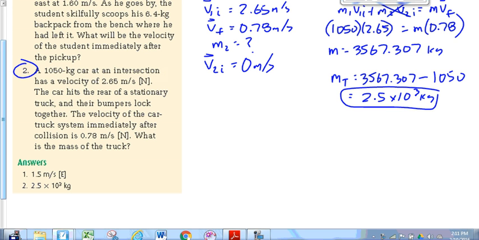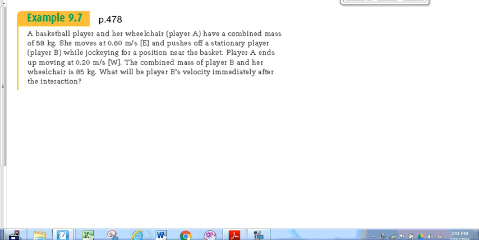All right. Let's do another example then, okay? Page 478 this time. It says, a basketball player in a wheelchair, player A, has a combined mass of 58 kilograms. She moves at 0.6 meters per second to the east, pushes off a stationary player, player B, while jockeying for a position near the basket. Player A ends up moving 0.2 to the west. Combined mass of B in her wheelchair is 85 kilograms. What's player B's velocity immediately after the interaction?